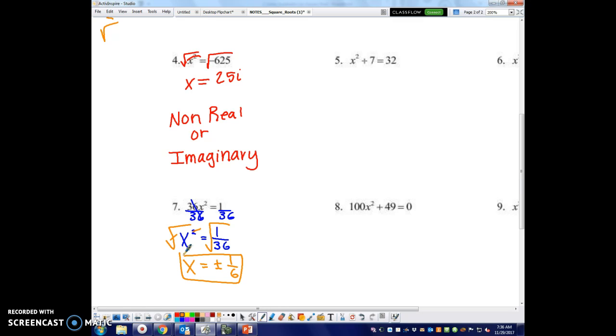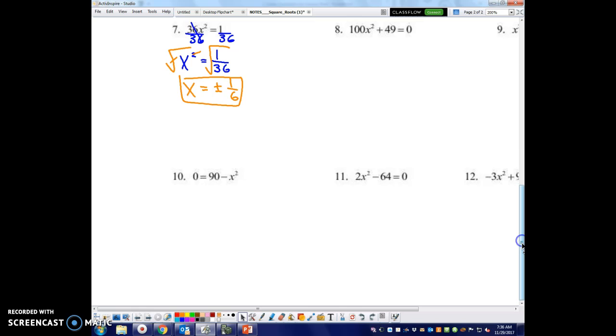All right? I believe we have one more example that we're going to go over together. Number 10. Okay, so number 10. We need to get x by itself. So we're going to move it over to the other side first. So I'm going to add x squared. That cancels, so we have x squared equals 90.